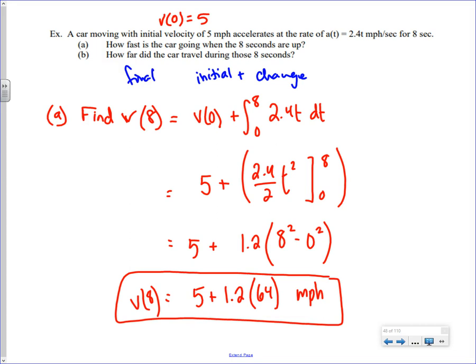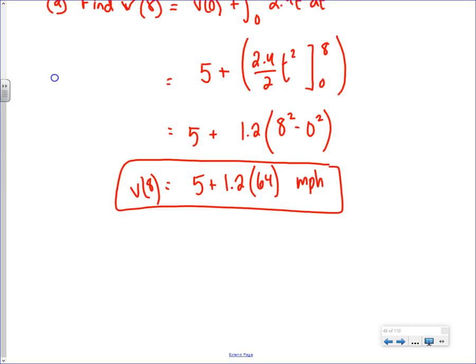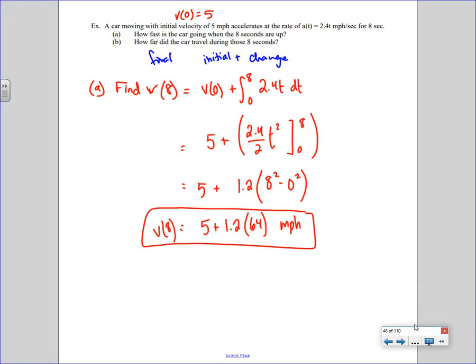Part B, how far did the car travel during those 8 seconds? How far? What are they asking for? Position. Change in position, change in distance. Initial position 0, so you just integrate your A of t, and change in position should come out.